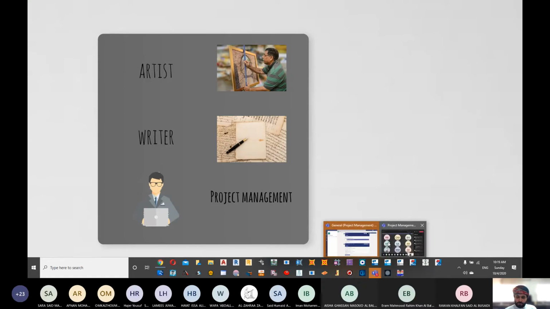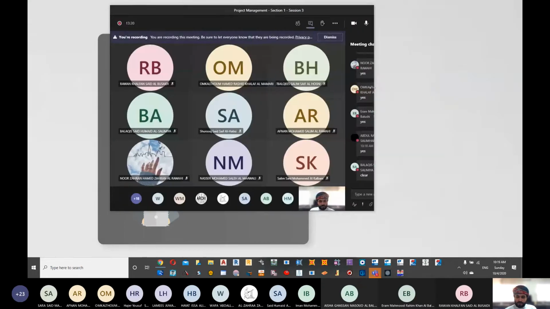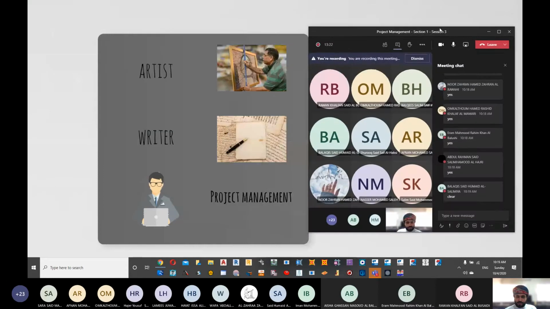So if we try to define a project manager, we'll say that a project manager is the person who is responsible for applying whatever knowledge areas and resources to the project activities to meet the project requirements. Okay, so the project manager is the person who is doing the project management. Are we okay? Are we clear with that? Are we fine? Okay.